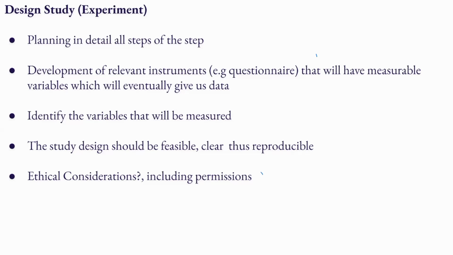Then you'll be able to identify the specific type of variables you want to measure. Will it be a dependent variable? Will it be an independent variable? In this way, you'll be able to make out that your research is feasible and reproducible. Once your study design is well stated, you will be able to know whether this particular research is feasible and whether it is reproducible.